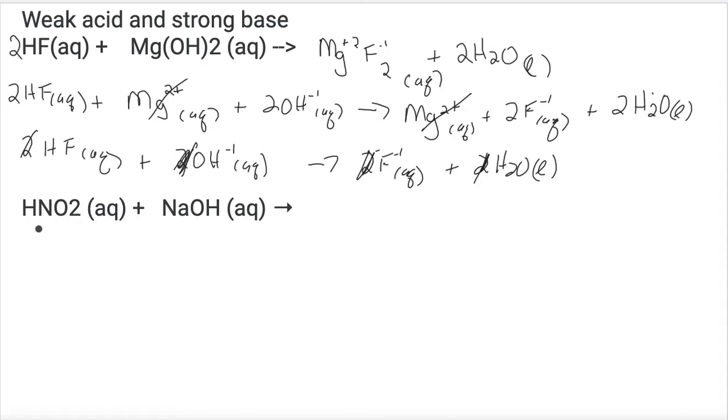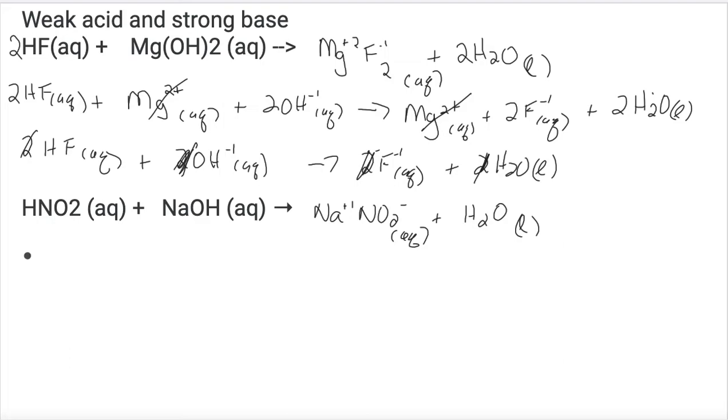Okay, let's try another one here. Or why don't you try it, pause the video, try it, and then see if you can duplicate what I do. All right, so basically the Na, which is +1, is going to go with the nitrite, which is NO2 -1. Okay, and then the H will go with the OH and make water. That will be a liquid. This will be AQ.